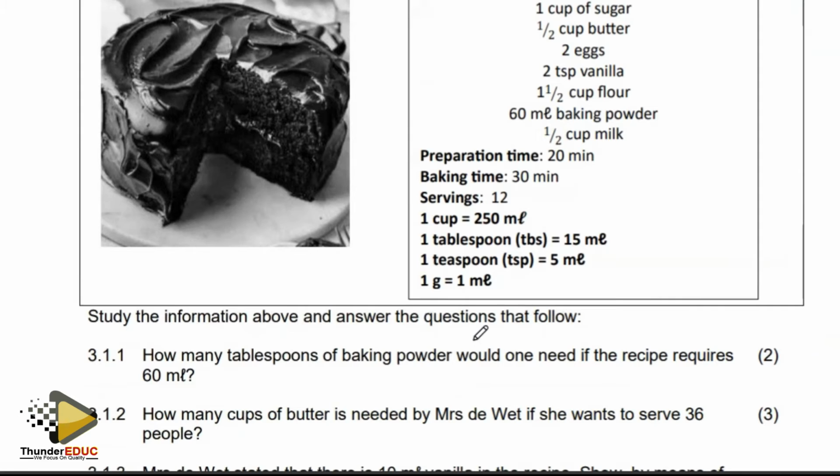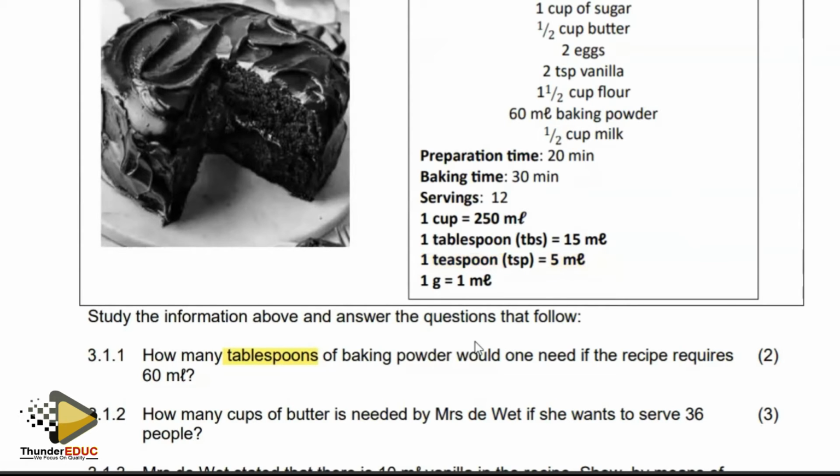How many tablespoons of baking powder would one need if the recipe requires 60 mils? So take note of that. We are looking at tablespoons. Come here, analyze tablespoons and, oh sorry, it is a teaspoon.